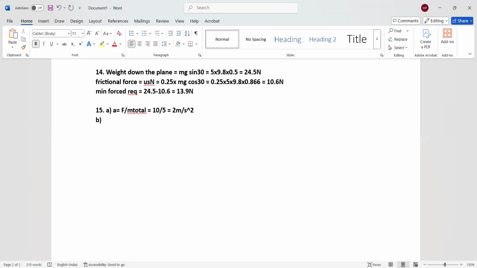Now force by P on Q. So force by P on Q is equal to M2A. So M2 is 3 into 2, which is equal to 6.